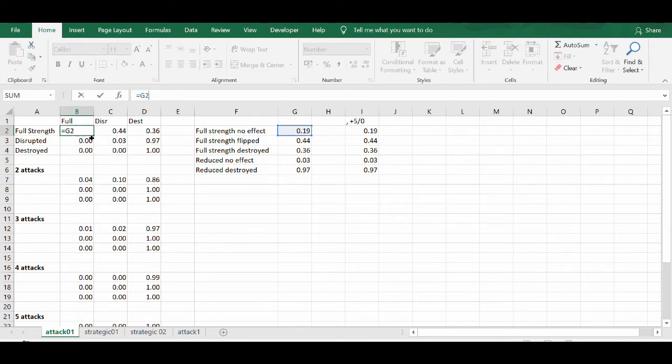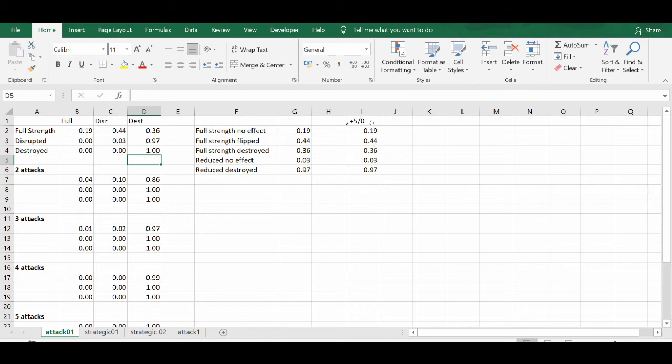What the computer is doing is just picking up the probability that I've recorded over here, and then full strength disrupted picks up that probability, destroyed picks up that probability. Obviously, if you're disrupted, you can't go to full strength. So we only have 2 probabilities to deal with, that one and that one. So the matrix here is being filled in from these 5 results here. What I do is I keep anything that I calculate, the probabilities associated with it over on the side. So here is the +5 versus 0 situation.